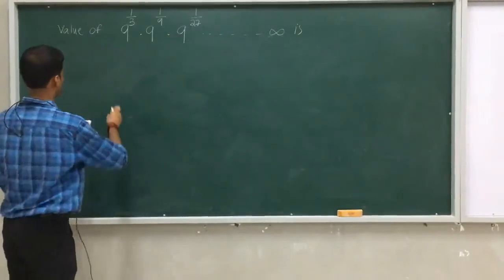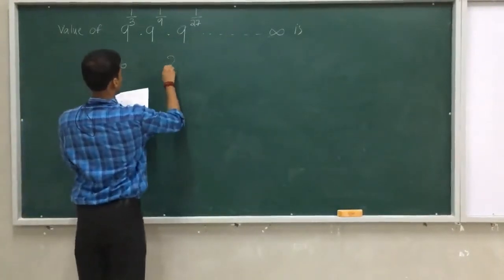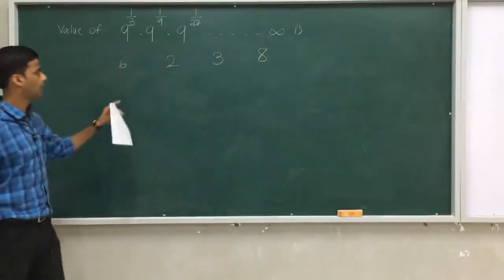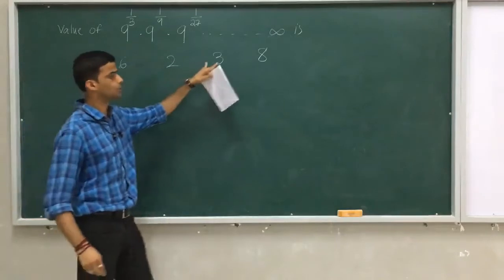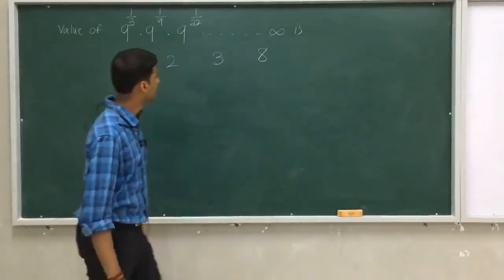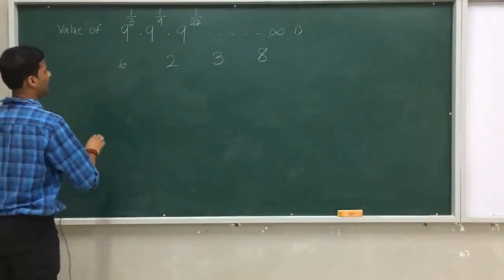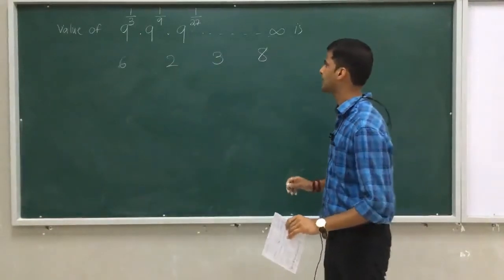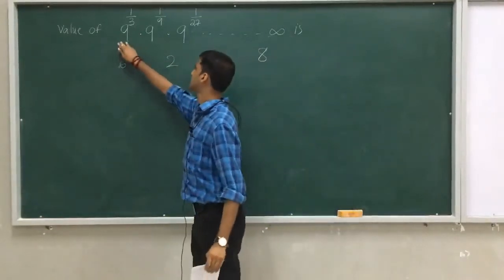So what is the answer of this? The four options are 6, 2, 3, 8. So which answer will be right? We'll see. All you need is observation. They have told one lucky thing: the bases are all 9.